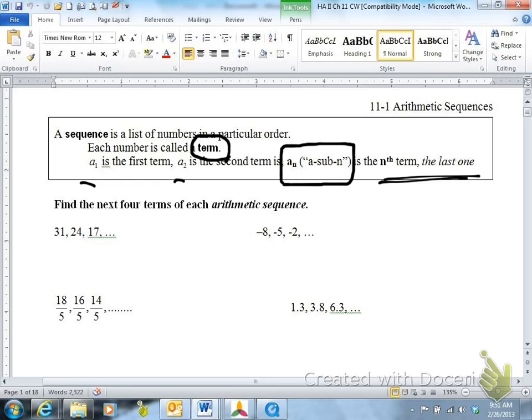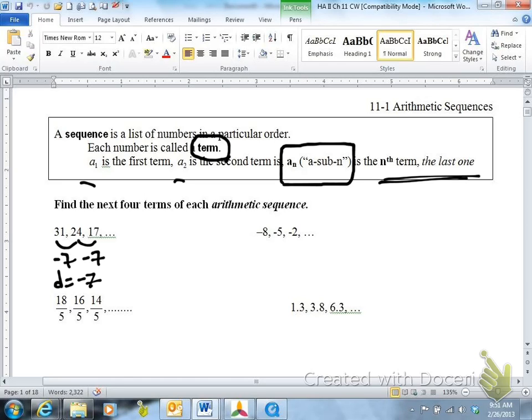So let's consider this question. Find the next four terms of each arithmetic sequence. Now, 31, 24, and 17, you'll notice that between 31 and 24, there's a difference of subtracting 7. And 24 to 17, there's a difference of subtracting 7. So we would say the common difference is negative 7. And then the next four terms, you just subtract 7.